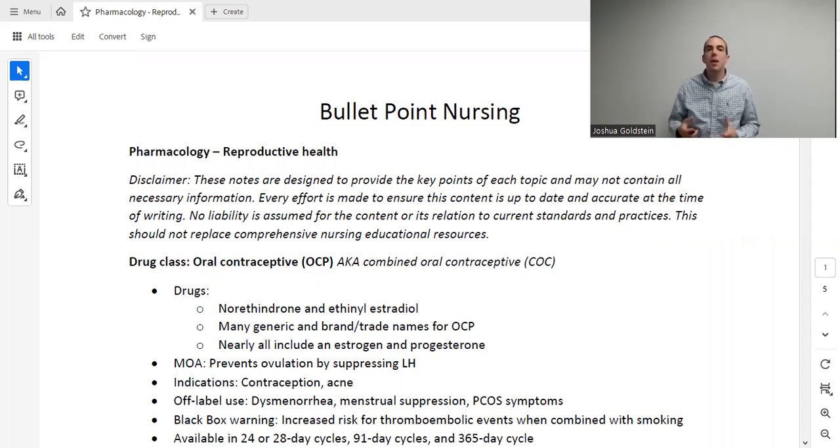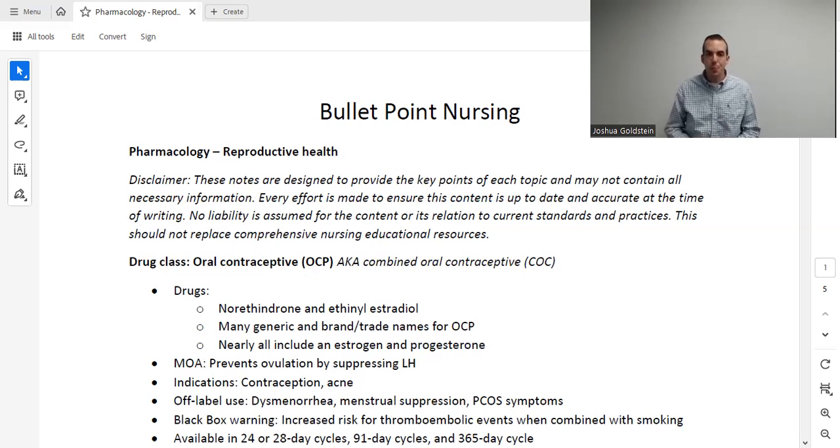So to begin with, we're going to talk about oral contraceptives, among the most commonly used medications today in the United States. The drug class is oral contraceptive, or OCP. You may also see it referred to, especially in newer textbooks, as COC, or combined oral contraceptive. In either case, what drugs are we talking about? We're talking about a drug that is given for contraception, and it includes an estrogen and a progesterone component. Anything that includes both of those is what we're talking about when we say a combined oral contraceptive.